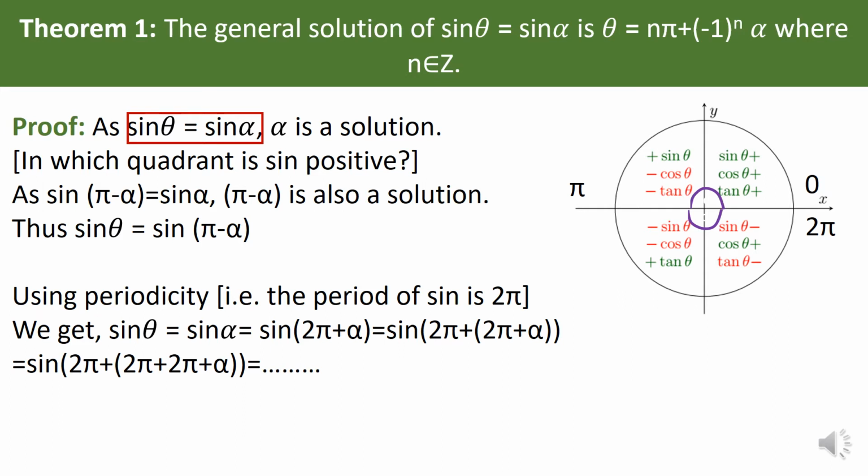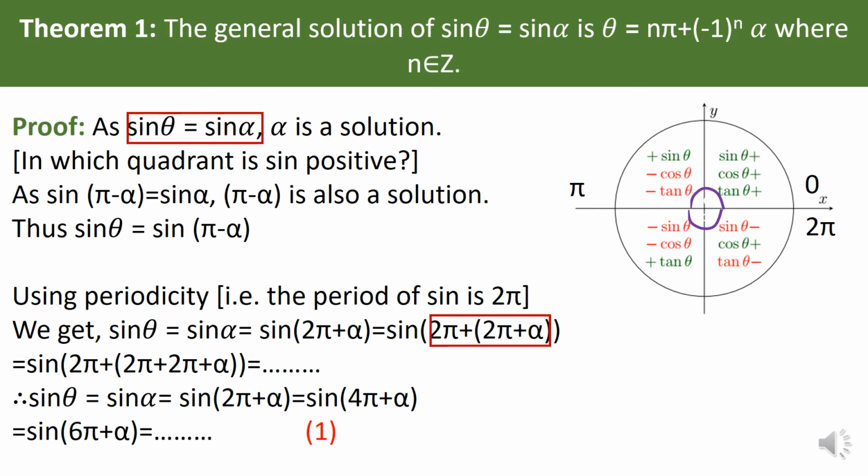Thus from this we get sine theta is equal to sine alpha, which is equal to sine 2 pi plus alpha, which is equal to, now we are adding that 2 pi plus 2 pi, sine 4 pi plus alpha, which is equal to sine 6 pi plus alpha, is equal to sine 8 pi plus alpha, is equal to sine 10 pi plus alpha, is equal to sine of any even number times pi plus alpha. So in this way, it goes on and on.